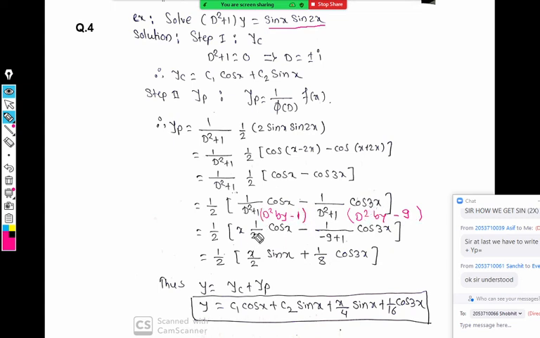So for the first term, we replace d square by minus 1, while for the second term we replace d square by minus 9. But here, when we replace d square by minus 1, this denominator comes to 0. So multiply by x, differentiate the denominator. That's it, done in the first term. In the second term, we replace d square by minus 9 directly because it is not coming 0. And 1 upon d of cos x means integration of cos x, which is sin x. And that becomes yc plus yp as the final answer there. So that is the last question on trigonometric functions.